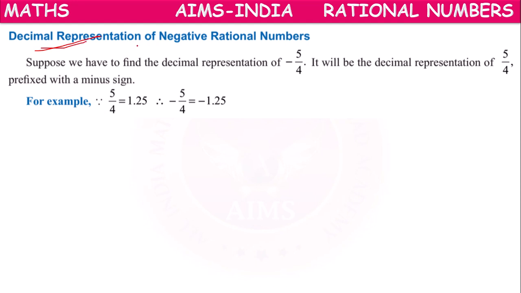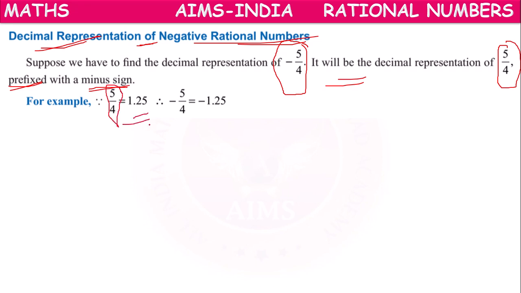Now, decimal representation of negative rational numbers. We have to find the decimal representation of minus 5 by 4, but it will be the same as the decimal representation of 5 by 4, prefixed with a minus sign. If the decimal representation of 5 by 4 is 1.25, then for minus 5 by 4 also it is 1.25 only. But as we have minus here, this decimal number should be prefixed with a minus sign. That's all. No other change is required.